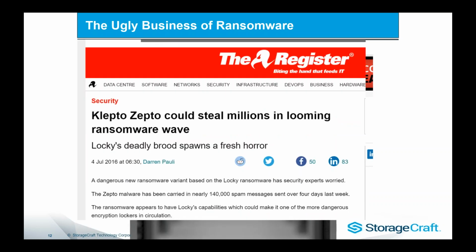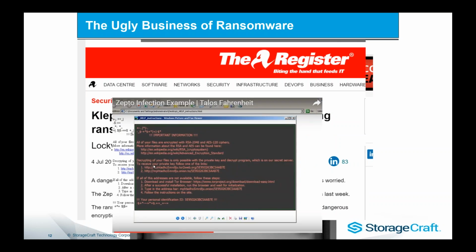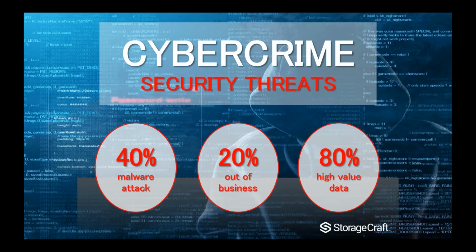The Register's talking about millions looming in the ransomware wave. You've got this and encryption, and if anyone's ever seen it before, it locks you out completely of your data until you pay the money. And they've got a whole Wikipedia on how easy it is to pay them. Very well documented process. So I think the key thing here, and again, I apologize that some of the stuff has come across as North American statistics, but I think it's still relevant. They're saying that 40% of businesses experienced a malware attack, so that's a huge percentage.